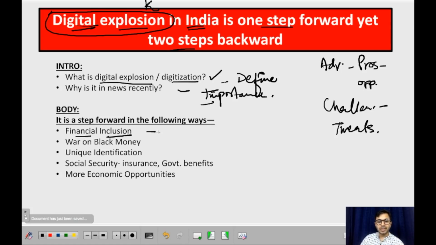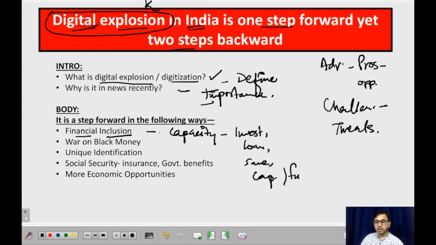Financial inclusion has increased the capacity of the people to invest, to borrow, to save, and to use the capital and financial markets, and also to enroll into social security schemes or investment schemes like mutual funds. So all these are parts of financial inclusion through the banking sector, the banking system in our country.